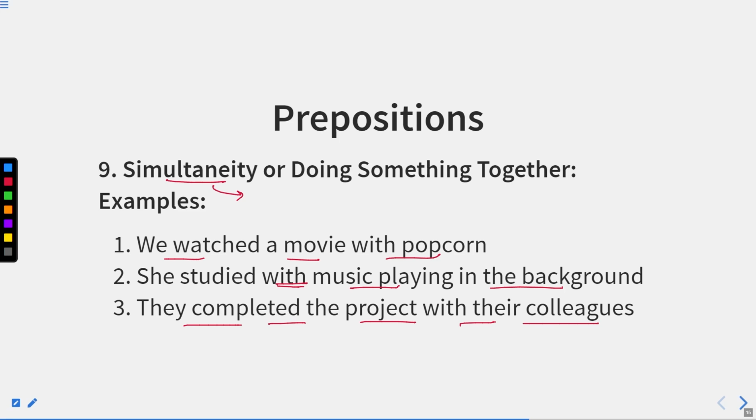For example, we do group studies, we do combined studies. There also we can use the preposition with. Now let us move further.